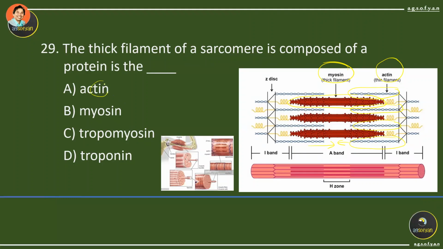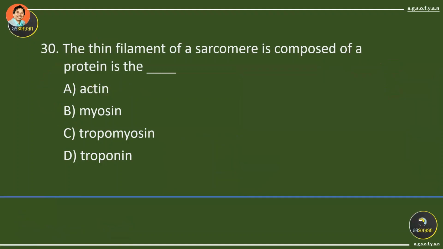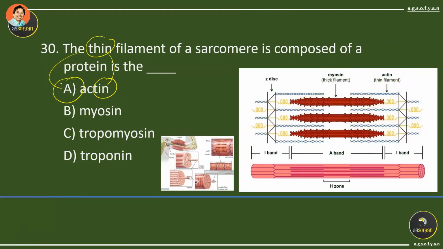So thin is actin. Just remember that. So the question is the thick filament. The thick filament will be myosin. The thin filament of a sarcomere is composed of a protein. We already mentioned that, thin. So this should be the answer. Actin is the thin filament.